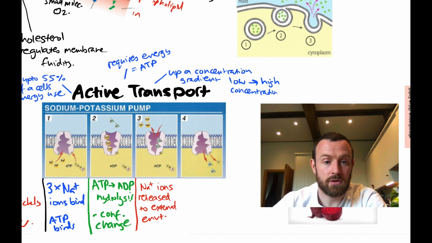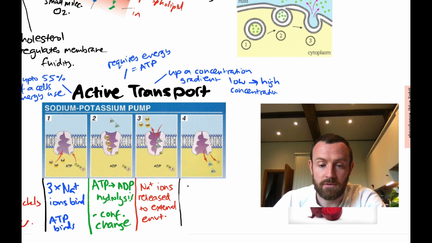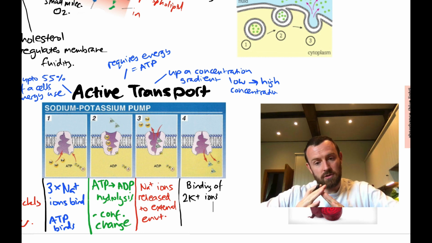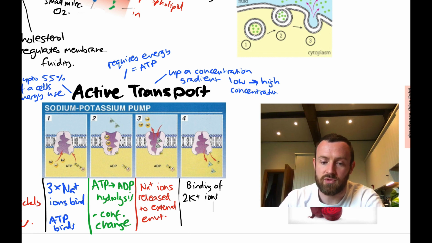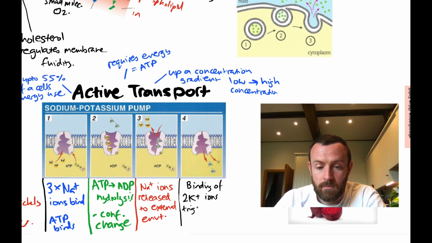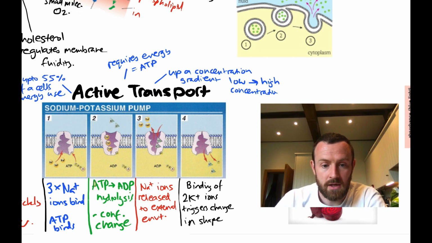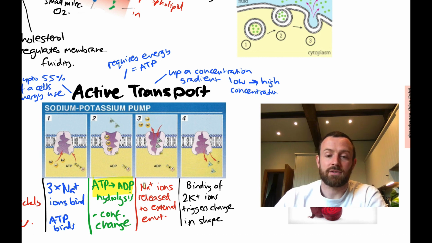And then the final stage is the binding of 2 potassium ions, which triggers a conformational change in shape back to the starting shape again. So it constantly cycles through. So I suppose the key point of this whole thing is this stage here. It's the hydrolysis of ATP to ADP. That's the key thing. That's why it's active transport.